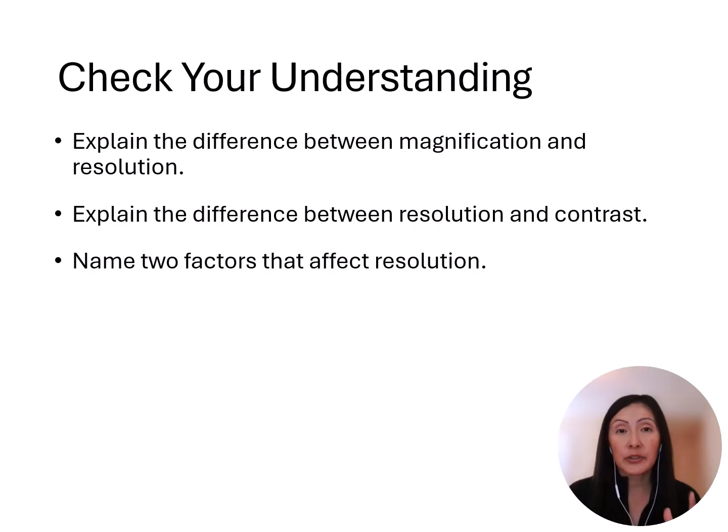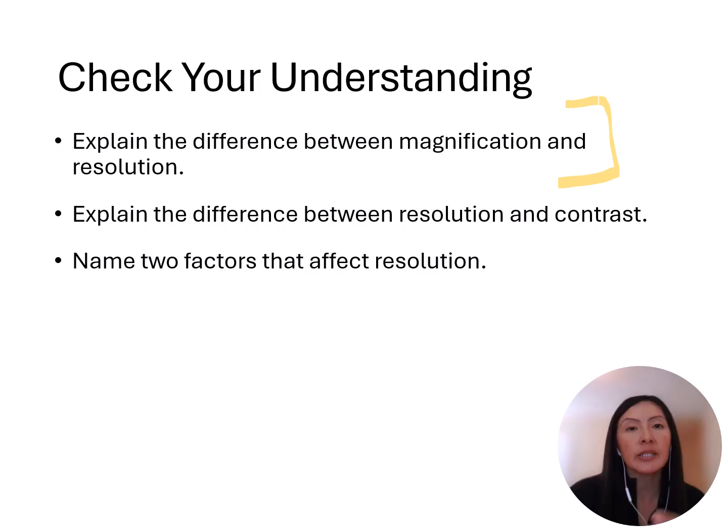All right, another checkpoint. Magnification versus resolution. So magnification was the ability to enlarge the appearance of something, right? Make it look bigger than it actually is. Resolution, in contrast, is the ability to distinguish two very close objects as separate entities, as separate things, right? It determines the image clarity and detail.